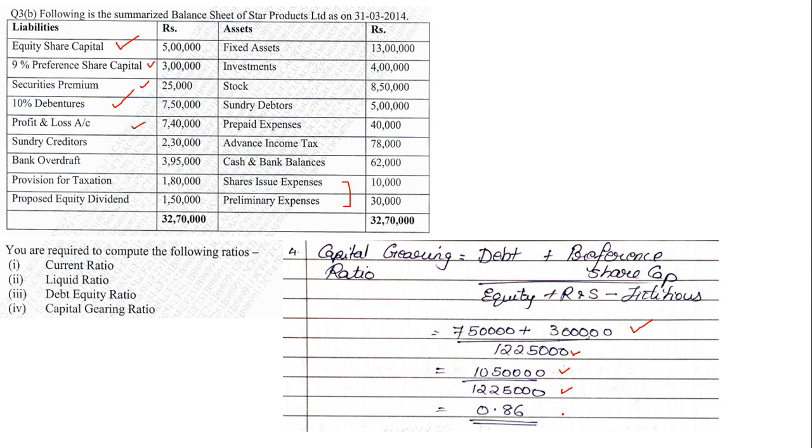So I hope this was a small revision based on ratios. The major reason was to just understand what are the most important ratios that you need to cover, and how you need to solve the sum if you get a similar question based on balance sheet ratios. Okay. Chalo, I hope everyone has understood that.